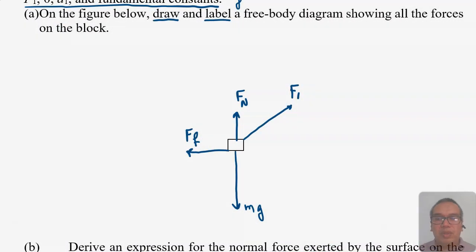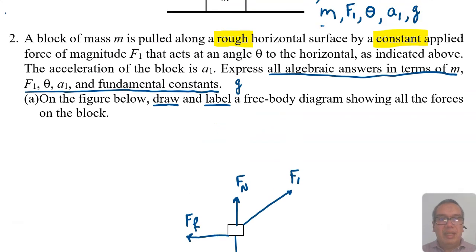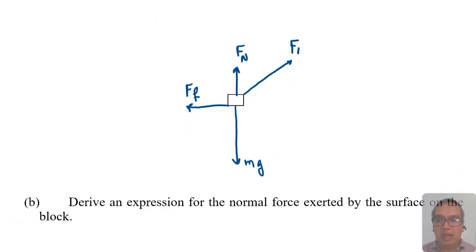Next, they want you to start with your algebraic solutions. Remember that you only can include variables in the approved list. What was this approved list? Well, we have the mass, the force F1, the angle theta, the acceleration A1, and the gravitational acceleration g. Whatever answer we have to include can only have those variables. Anything that is not one of those variables needs to be substituted somehow.